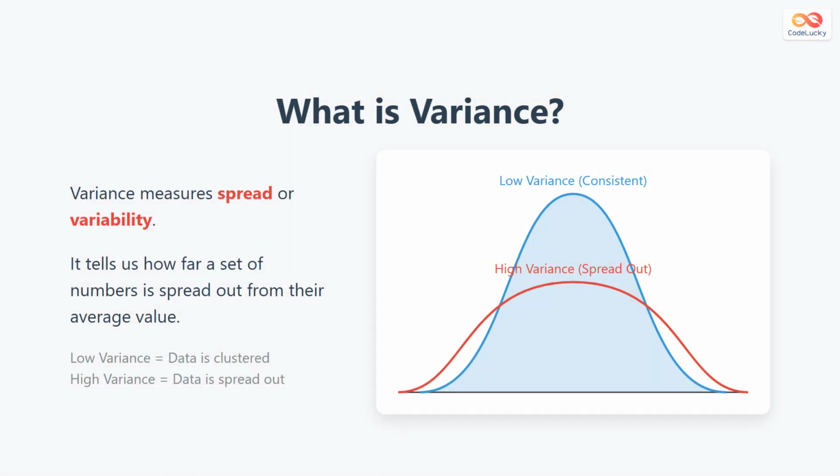So what exactly is variance? It measures variability. Imagine two groups of data. One group is clustered tightly together. This has low variance. The other group is spread out wide. This has high variance. Variance gives us a single number to describe exactly how spread out our data points are from the center.